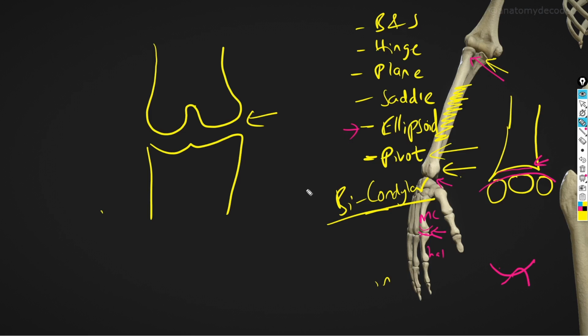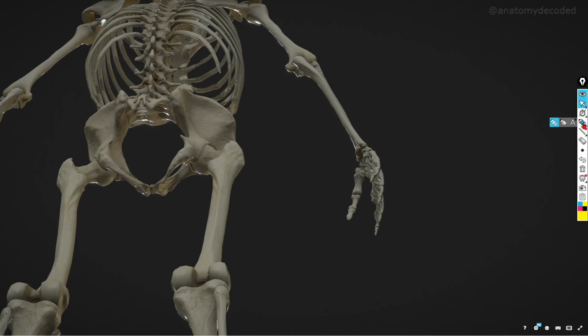If you want to see, I'll show you here. There is a posterior view. You can see the two condyles of the femur, two condyles of the femur articulating with the tibia. Basically a bicondylar joint.